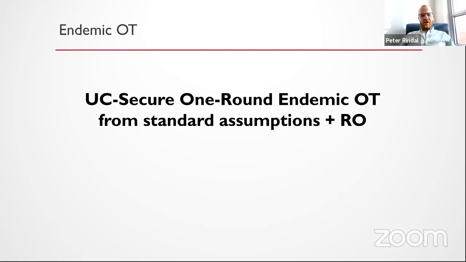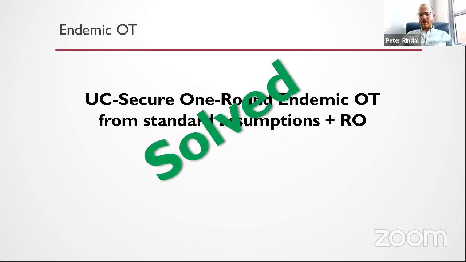And at this point, we were very happy. We came up with this great new security definition, endemic oblivious transfer. We showed that we could achieve UC security in one round, and furthermore from standard assumptions, along with the random oracle. And so we patted ourselves on the back, posted it on ePrint, and went home.